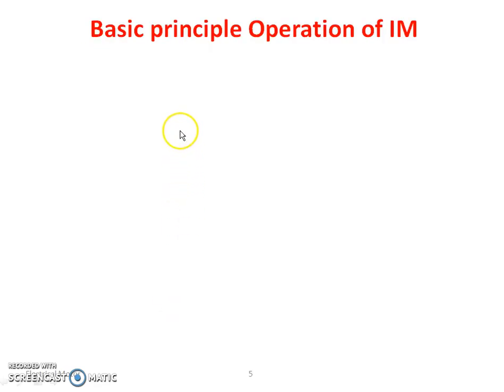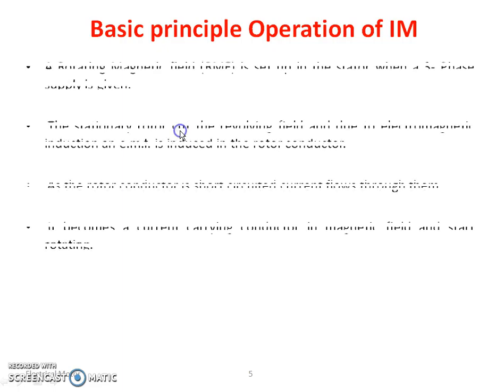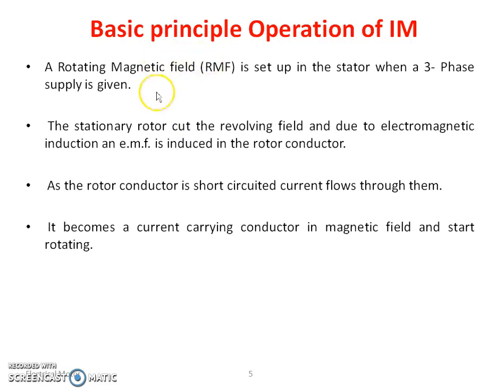How does this induction motor work? That is the principle of operation of induction motor. When three-phase supply is given to the stator, it produces the rotating magnetic field. The rotor is stationary, so it cuts the revolving field, and due to electromagnetic induction, an EMF is induced in the rotor conductor as per Faraday's law of electromagnetic induction. As the rotor conductor is short-circuited, current flows through it, and it becomes a current carrying conductor placed in a magnetic field, and the motor starts rotating.